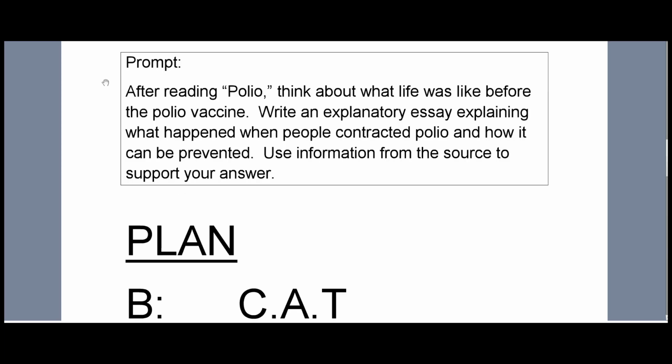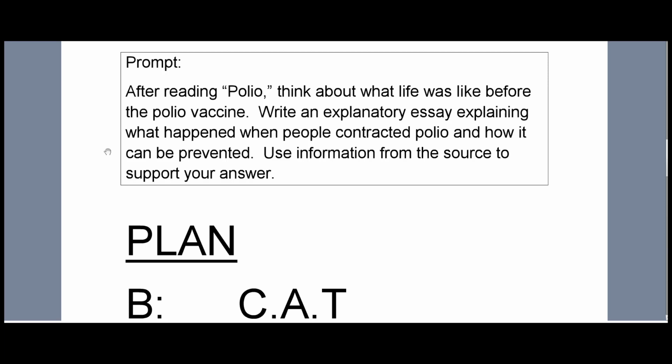We've read the prompt, we've read the passage. What do we do next? Say, read the prompt again. The prompt says, after reading polio, think about what life was like before the polio vaccine. Write an explanatory essay explaining what happened when people contracted polio and how it can be prevented. Use information from the source to support your answer.